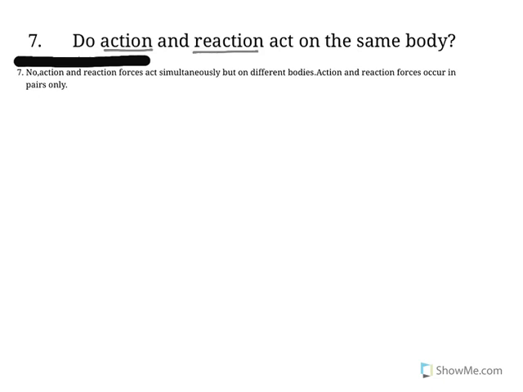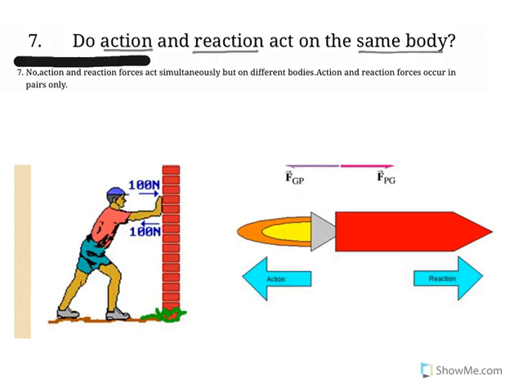Do action and reaction act on the same body? No, they don't act on the same body. They act on different bodies. If you look at the picture here, the man is pushing the wall. So here is the action, acting on the wall. And then to this there's an equal and opposite reaction, but the reaction is now acting on the man. So they do not act on the same body, and they do not cancel each other. So action and reaction, remember, do not act on the same body. They act on different bodies.